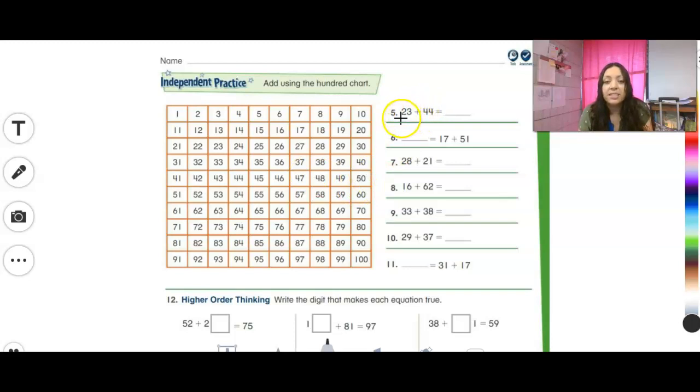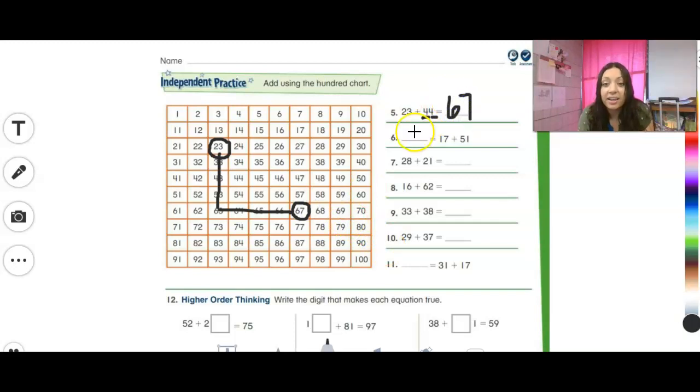Our first problem says 23 plus 44. So we're going to go to 23. In 44, how many tens? 4. So I'm going to go down 4 times. 1, 2, 3, 4. Okay. How many ones? 4. So I'm going to go over right. Ready? 1, 2, 3, 4. And what did I land at? 67. Very good. 67. A 6 and a 7.